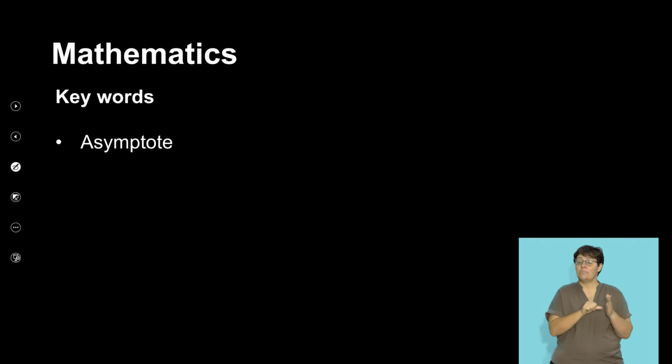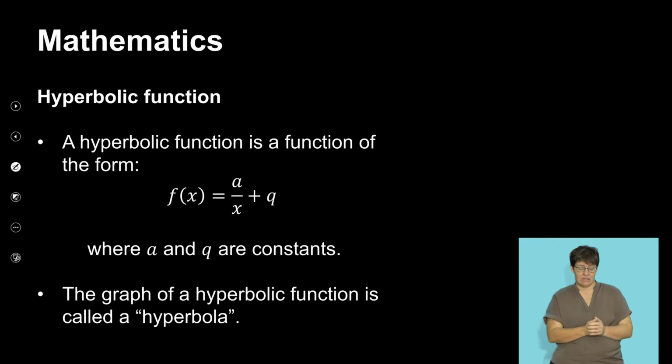Now, the key word here is what we call the asymptote. We're going to explain what this is all about at a later stage. An asymptote is just a line, but what makes that line specific is what we're going to talk about.